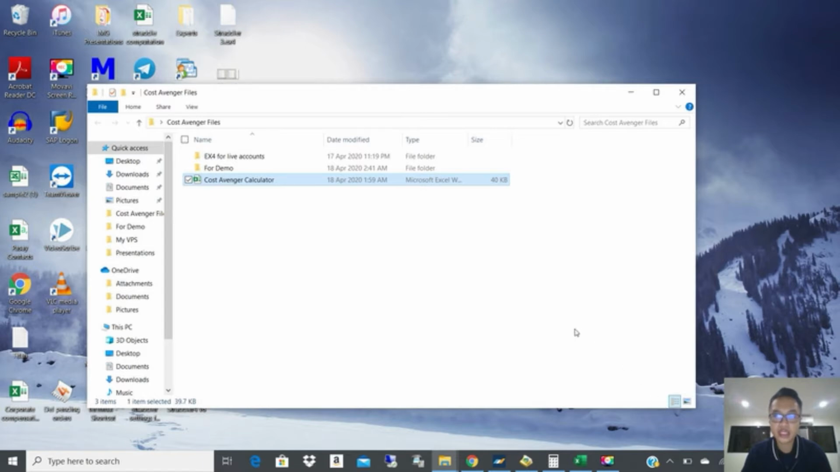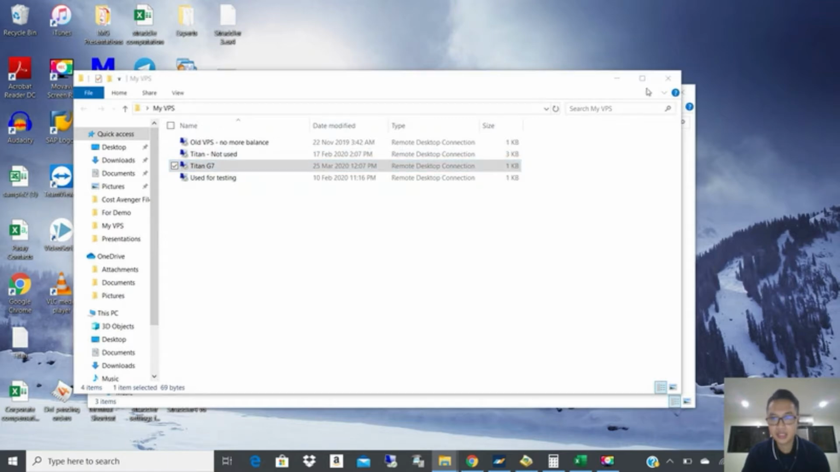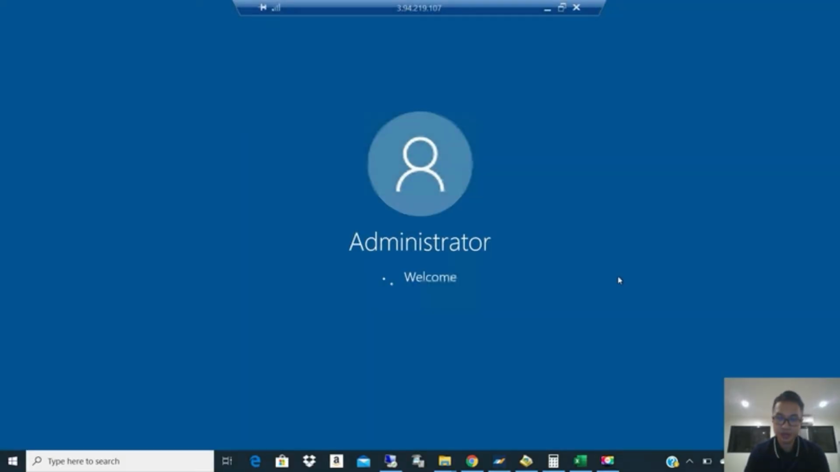Set files are files composed of a combination of settings that you could load to your MT4 account. So I have here presets. These presets you could copy paste to your MT4 account in your VPS.